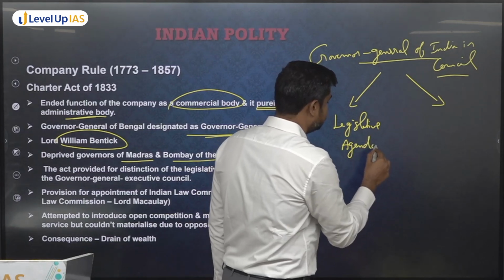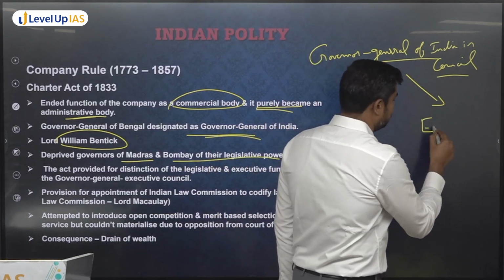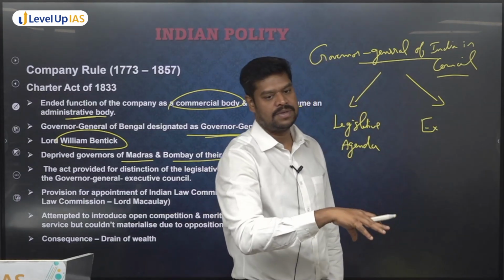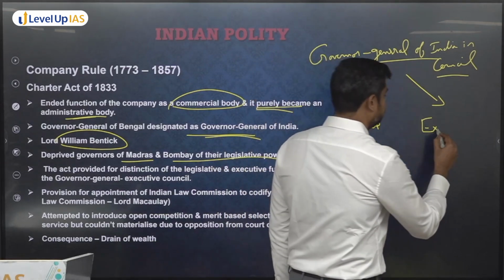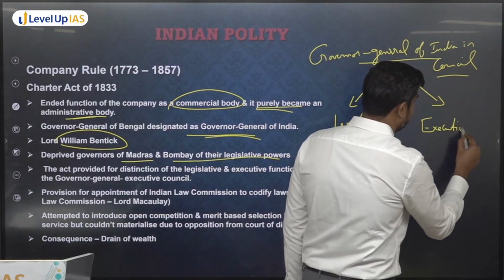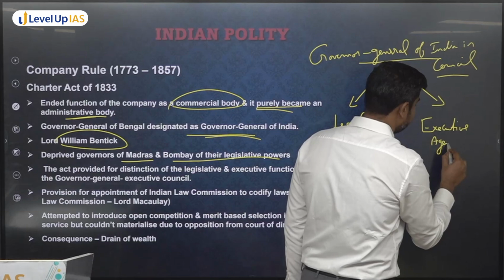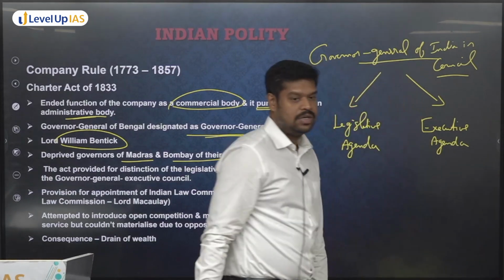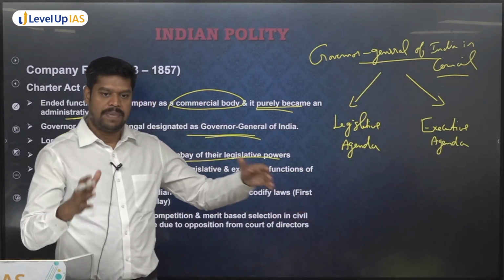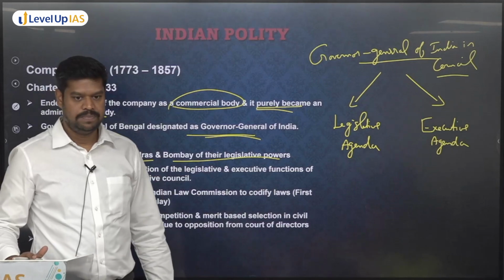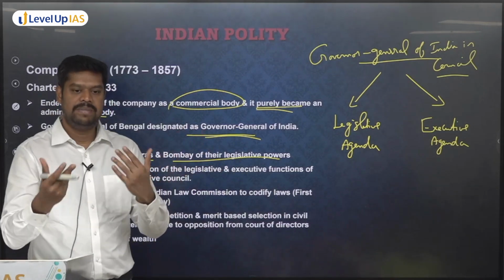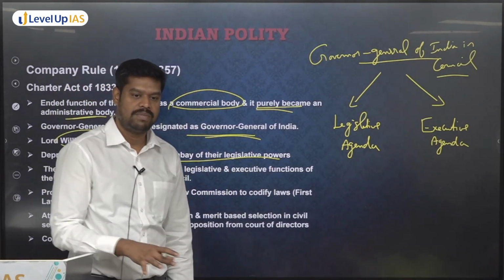What do you mean by legislative agenda? Lawmaking. Lawmaking is the agenda. So for that purpose, they met separately. And similarly, when they have an executive agenda, they met separately. So when they wanted to make law, for the purpose of making law, they met separately. And when they wanted to implement certain laws, they met separately for that particular purpose.